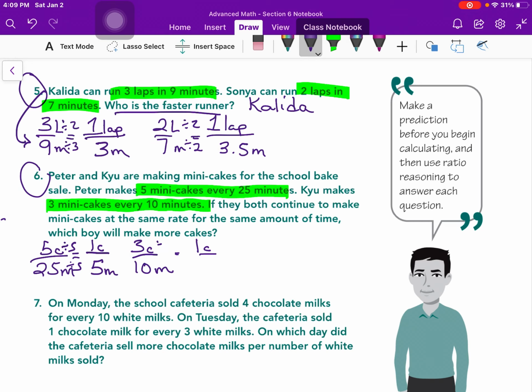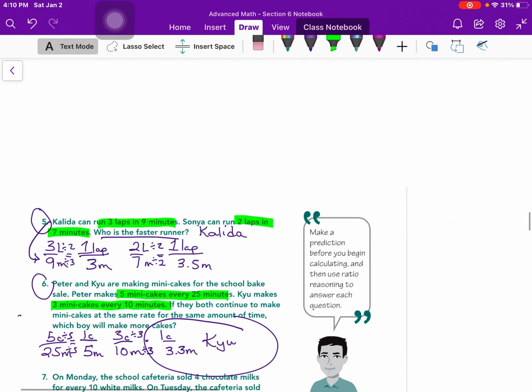Pretty good. And Caillou, I'm going to divide by 3 and divide by 3. And Caillou, 10 divided by 3 is 3.3 minutes. So Caillou can make 1 cake in 3.3 minutes, and Peter makes it in 5 minutes. Who will make more cakes? Oops, not Peter. Just playing catch my mistakes. If you guys are paying attention, I think Caillou is definitely going to win this because he can make a cake in 3.3 minutes, which is super fast. I think he wins the bake sale.